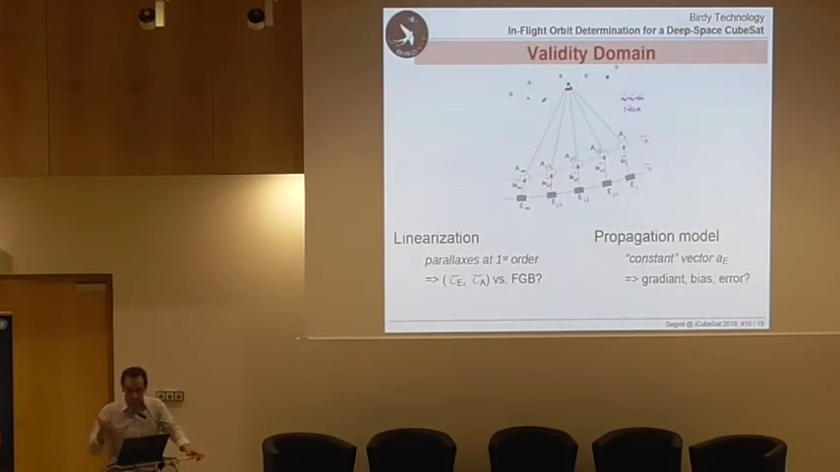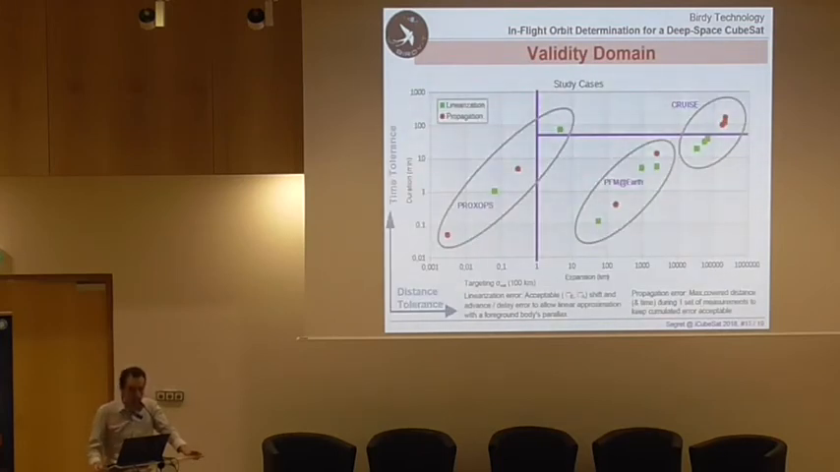Okay, we want to adapt this approach for this context. I talked about the validity domain, and we can discuss that as long as we would like. We made two very strong assumptions: that we could linearize things, and that we had a propagation model. So how long is it valid? I tried to plot both criteria in this chart, which expresses them in terms of distance and time tolerances. The more top right you are, the more comfortable it is to apply the algorithm.